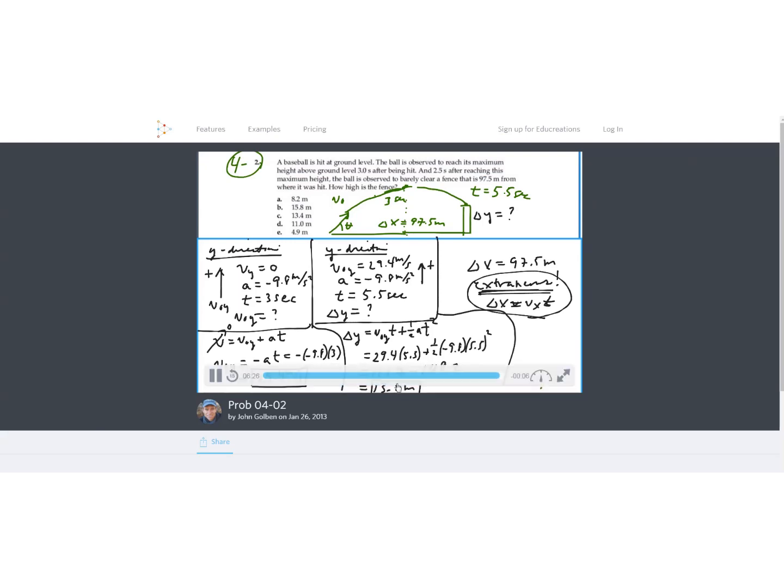Here our answer is actually 13.5 meters when it reaches the fence. We've got some extraneous information in the x direction here. But there's my solution, and this one, well, it was 6 minutes long. Most of the solution videos are probably 2 to 5 minutes.